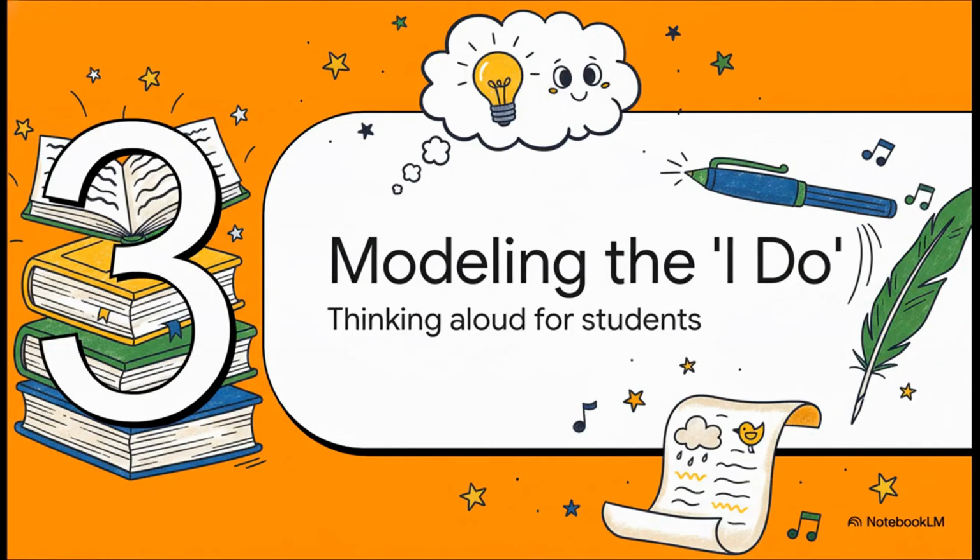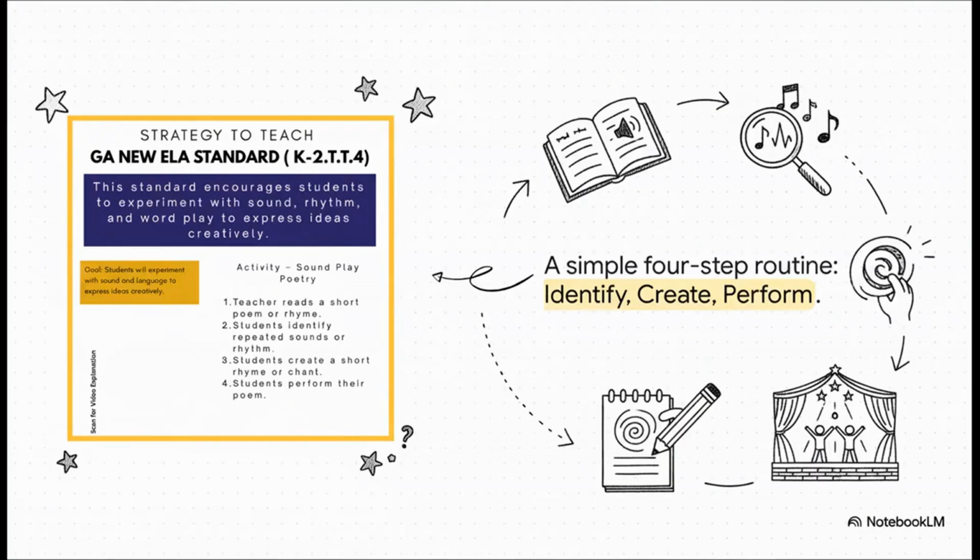It's time for Section 3, modeling the I do. This is where we make our thinking totally visible for our students using a really powerful, simple routine. Now, at the heart of our lesson is this awesome strategy card. It gives us a really simple but powerful four-step routine: read, identify, create, and perform. And this loop is something you can use again and again, which builds that predictability and confidence for your students.